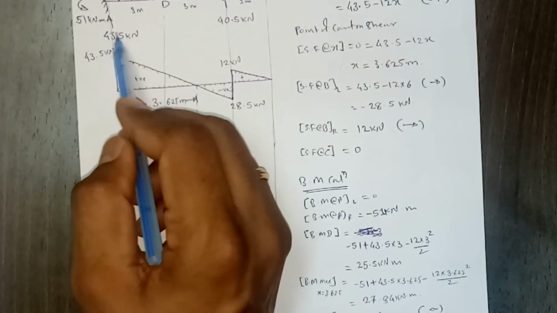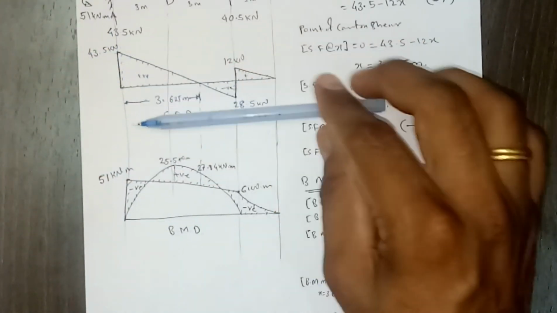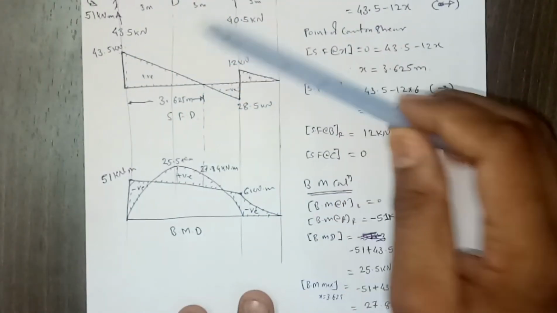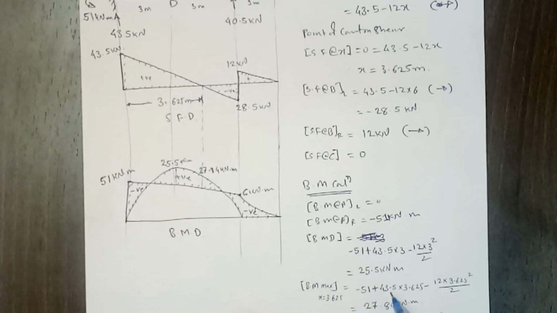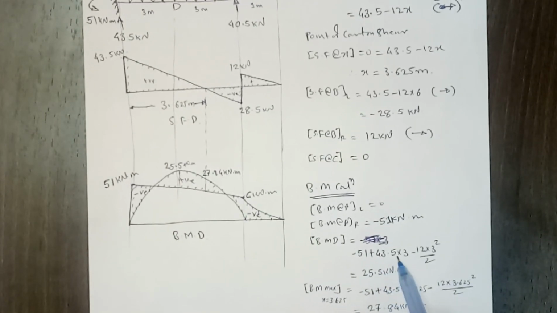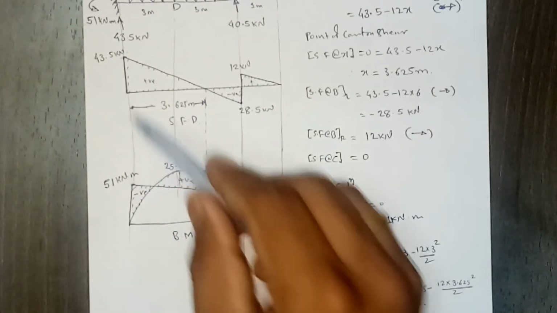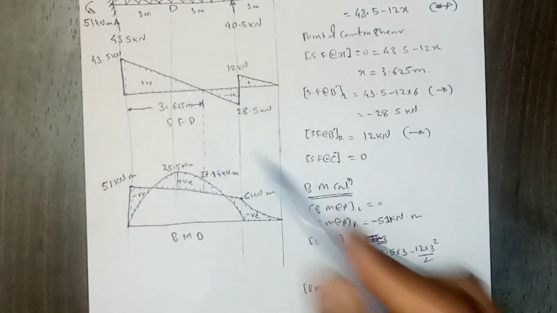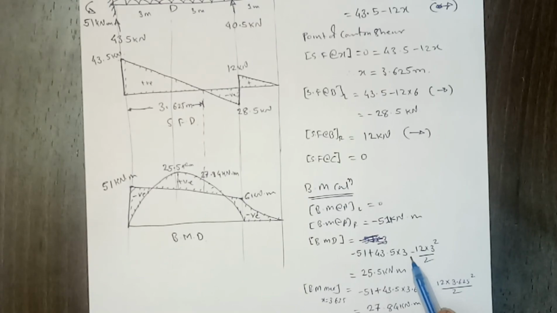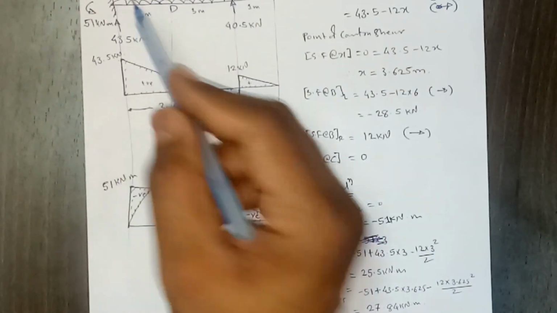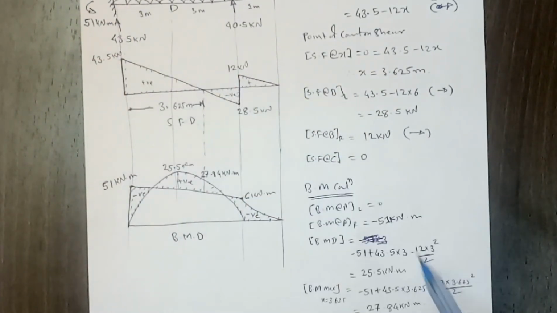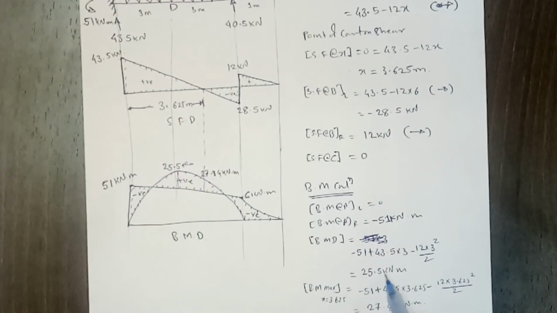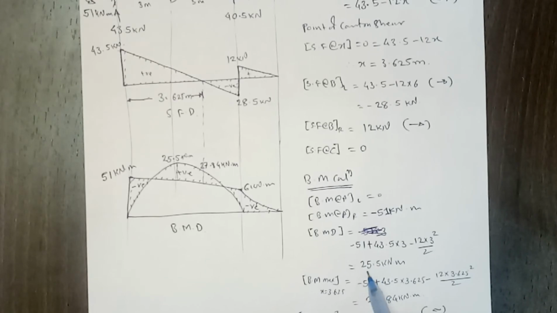Then at mid span at point D, again this moment will be there, minus, and then moment due to this vertical upward force will try to rotate it up, positive, or sagging moment. So that's 43.5 into 3, because we are calculating at midpoint, then minus due to this UDL portion. This length is 3 meter, so 12 into 3 square by 2. If you do that, the bending moment we get is 25.5 kilonewton meter.